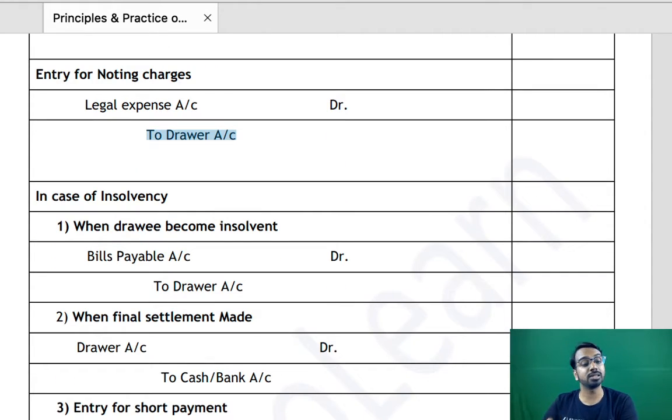If there is any insolvency, again we have to cancel out the bills payable and bring back the original creditor. Whatever amount we are able to pay will debit the creditor account and credit cash or bank. If there is any short payment or balance left out, it will be transferred to an account called deficiency account.